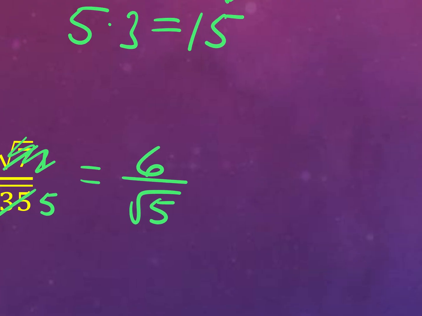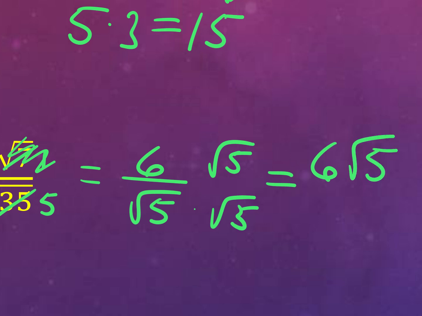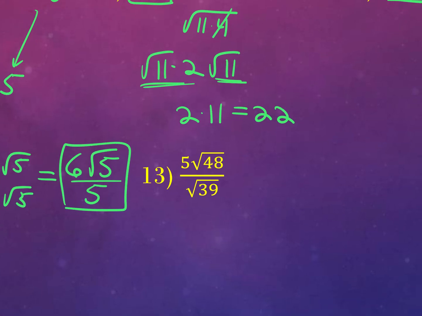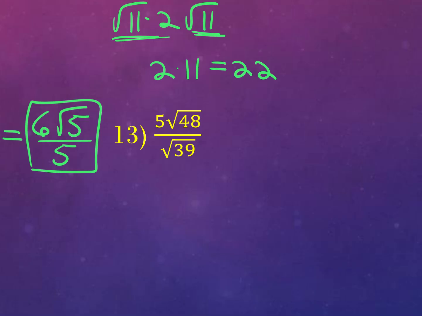And then good, we can't have that. So how do we fix it? Nice, guys. So then we get 6 square root of 5 over 5. Good at that one. See if you guys can figure out 13. Yeah, I like how you were doing it. So this is going to be what? The same as 16, and then this is 13.